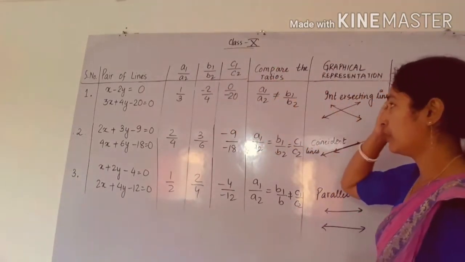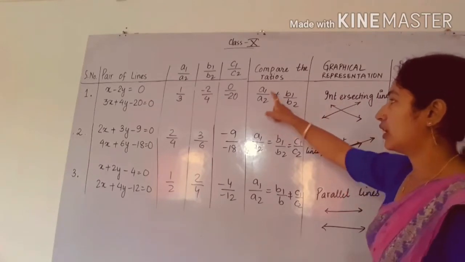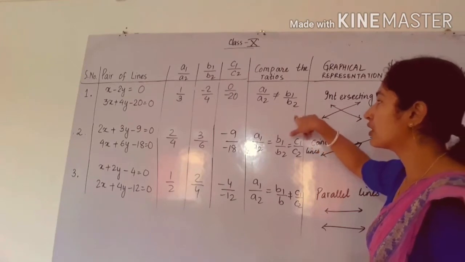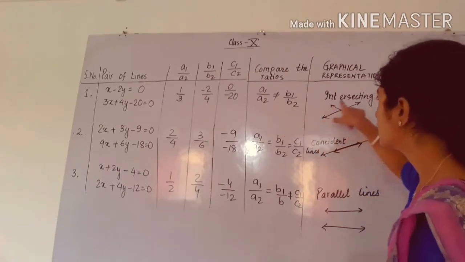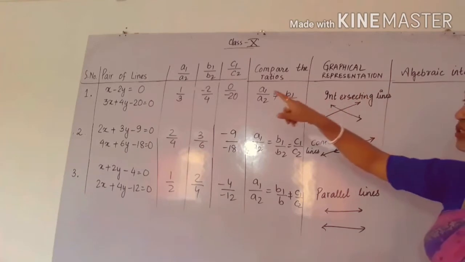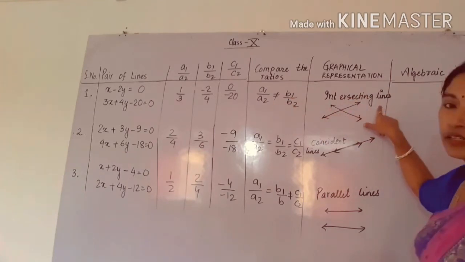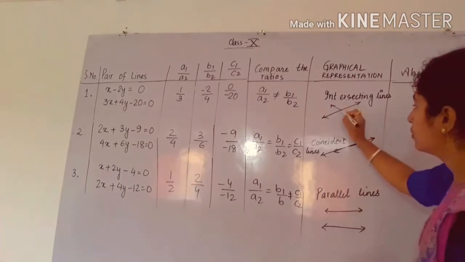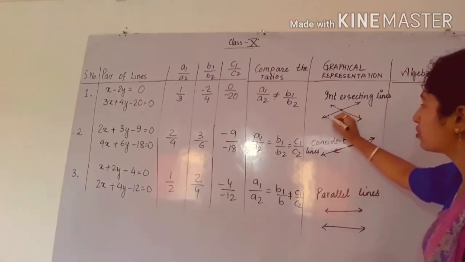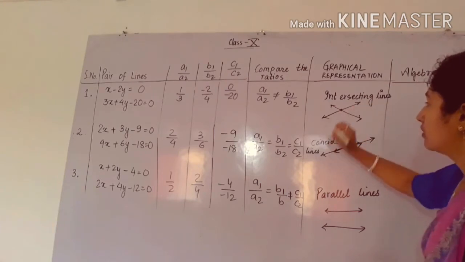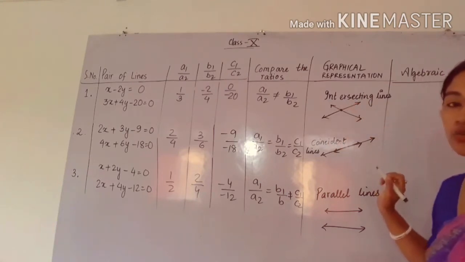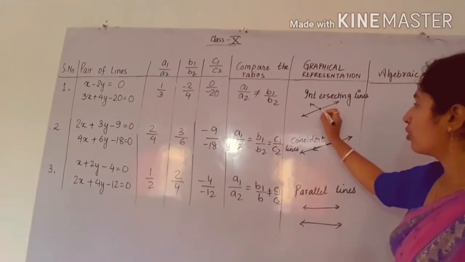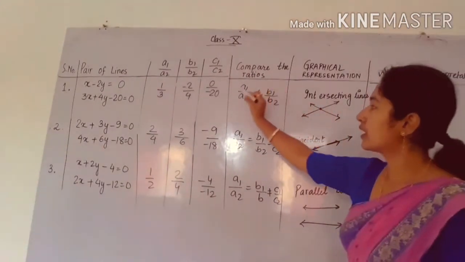When we compare the ratios, we have to check whether the value of a1 by a2 is equal to b1 by b2 or not. If they are not equal, then what will the graphical representation of the 2 lines be? Intersecting lines, meaning the lines will intersect at one point. As you all know, a line passes through infinitely many points. Here we are taking 2 lines. The 2 lines also pass through infinitely many points, but there will be one common point under this condition.